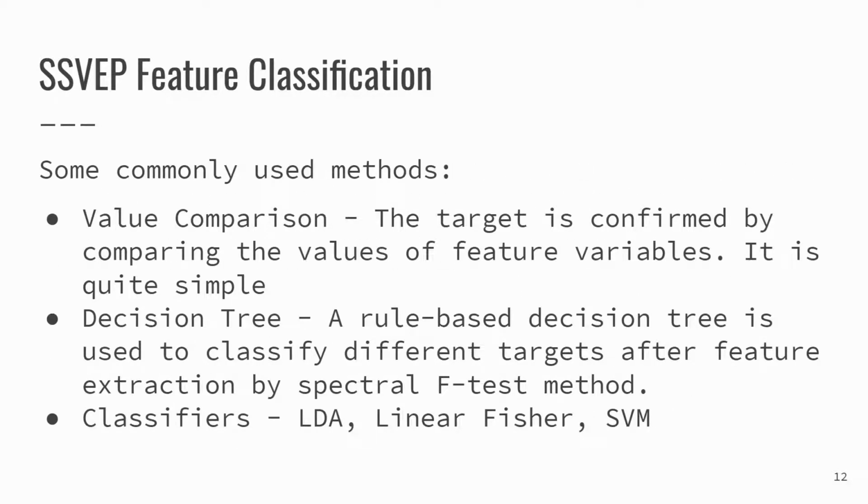Now moving on to feature classification. There can be many different methods. A few commonly used ones are value comparison, which is comparing the value of the feature to a threshold, decision trees, and other common classifiers like linear discriminant analysis, linear Fisher classifiers, or support vector machines. So that was all about signal processing for SSVEPs.